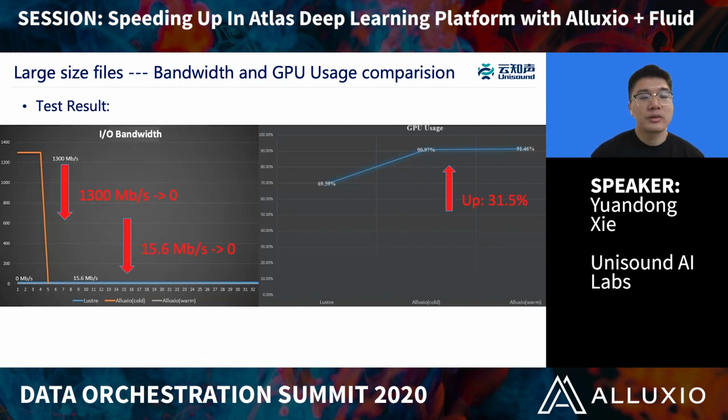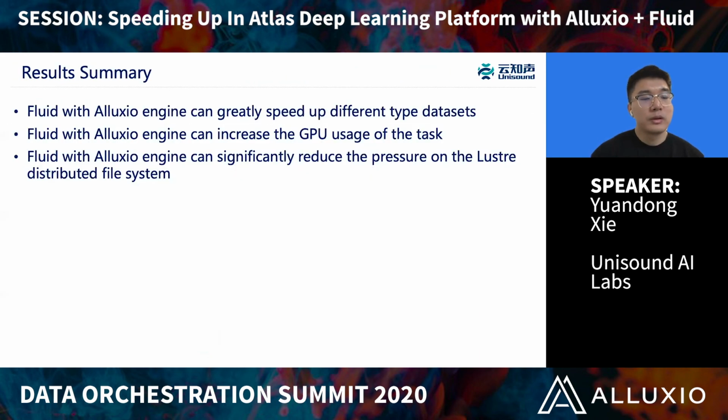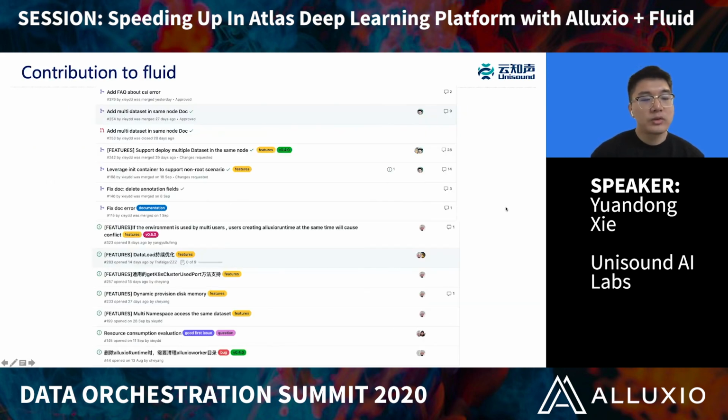In the experiments, we found three points. Fluid with the Alluxio engine not only can greatly speed up different types of deep learning training, but also increase the GPU usage of tasks. And Fluid with the Alluxio engine will greatly reduce the pressure on the large distributed file system. We are also actively collaborating with the community and continuing to contribute to the community.